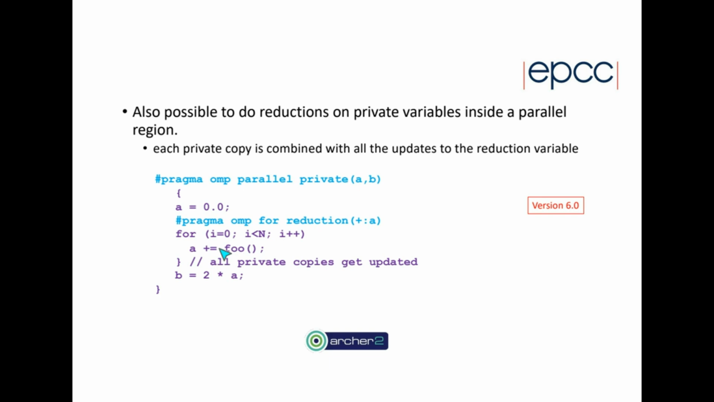Yeah, it took me a while to try and get my head around what the semantics were for reductions on private variables, but I think I've convinced myself that it makes sense.